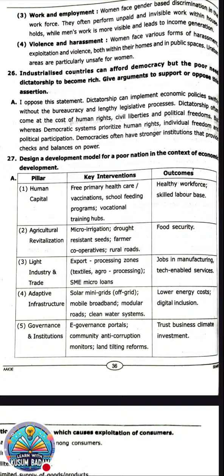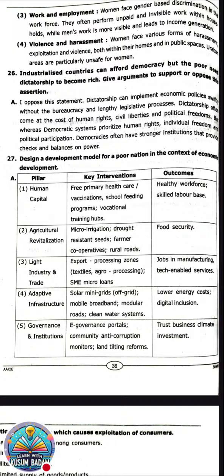Now only the last point is there. Because of this, jobs in manufacturing, tech-enabled services. So when they got all this knowledge, processing zone, they are getting more job opportunities in the manufacturing industry. Then adaptive infrastructure: solar mini grids, mobile, broadband, modular roads, clean water systems. If infrastructure is good, there is lower energy cost, digital inclusion. So they will go to the digital world where there is less energy loss.